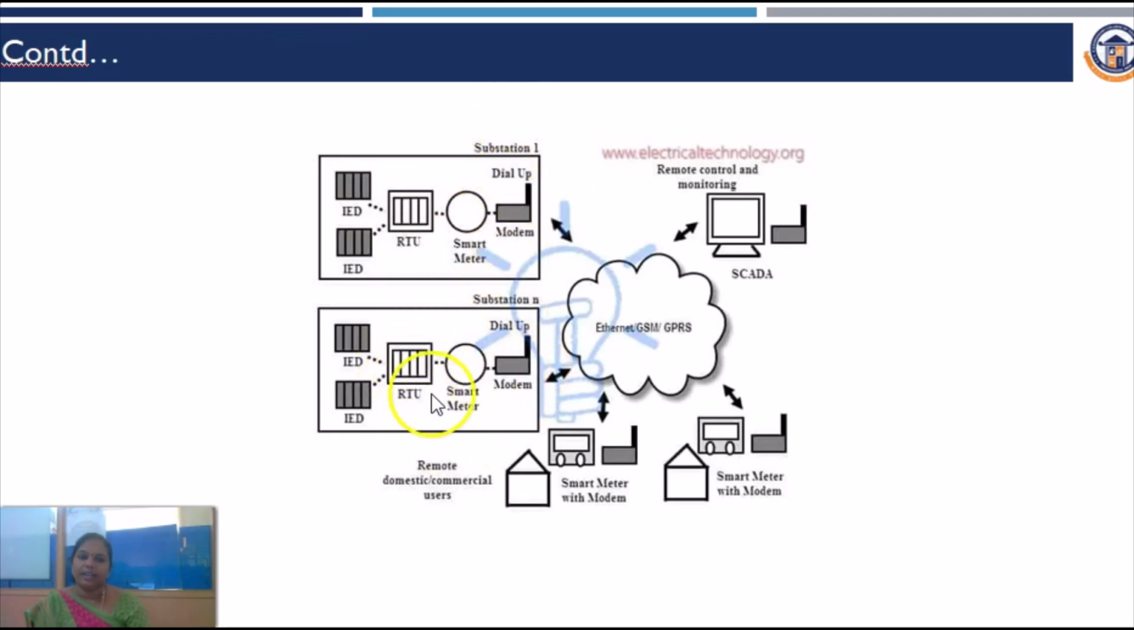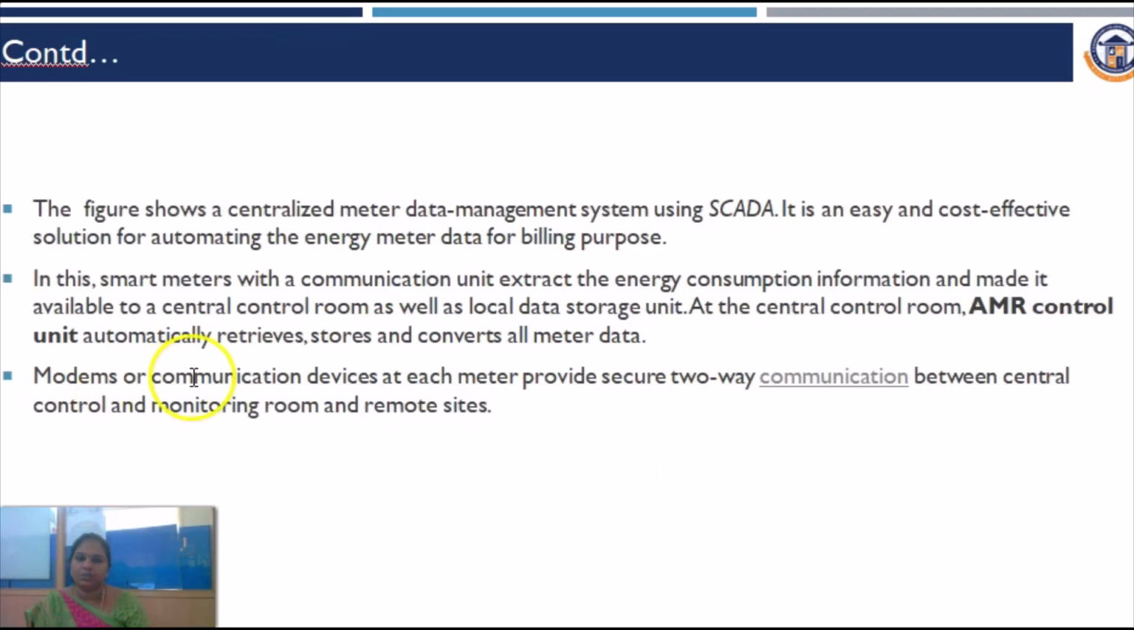Then again it is substation N. Any number of substations can be connected here, and this can be connected to the smart meter with a modem to the Ethernet, via Ethernet, GSM or GPRS, to the main remote control and monitoring of the SCADA. So this is how we are connecting the end user load application to the SCADA.